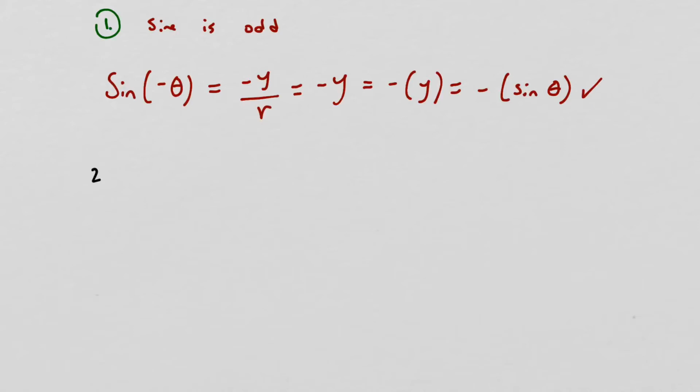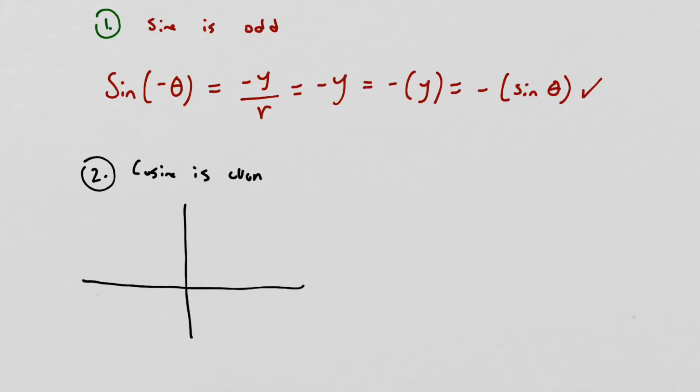Now we can also go ahead and prove that cosine is even. Well, we can do the same proof that we just did, but let's just go ahead and prove this one graphically. So number one, we know that our cosine function looks like the following. So this is from 0 to 2 pi. And then from negative 2 pi to 0, our function looks like the following. So this is our cosine of theta.